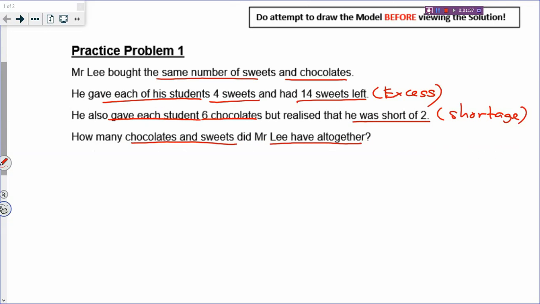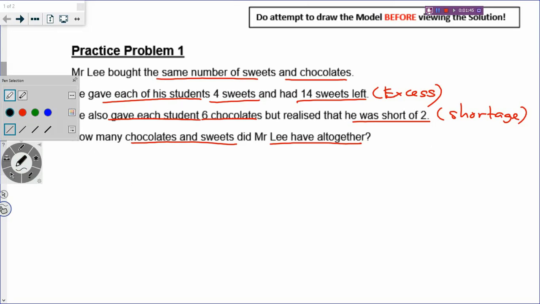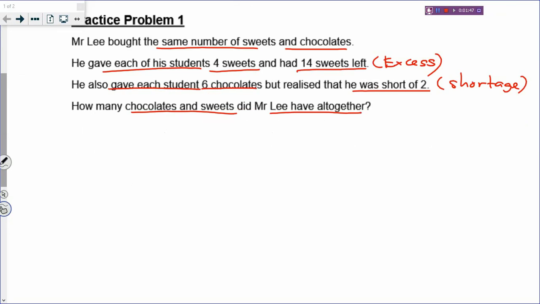Now there are a few ways we can do this problem. You can do listing, which is a method, a heuristic. But because today is model drawing, we have to use the model method. So let's draw the model. And how do we draw the model? It's actually not very hard.